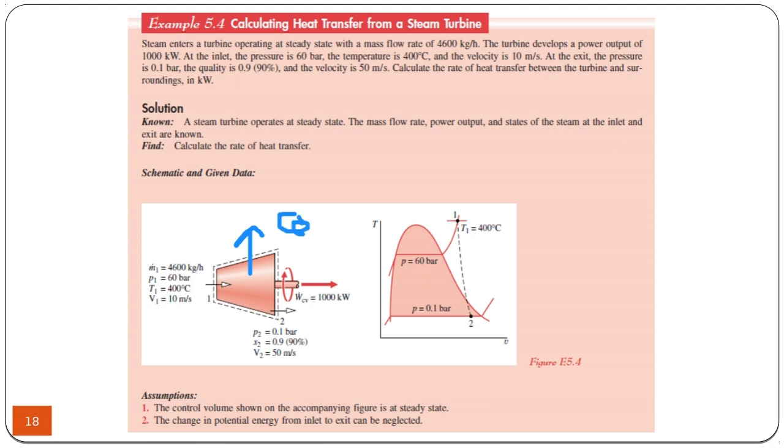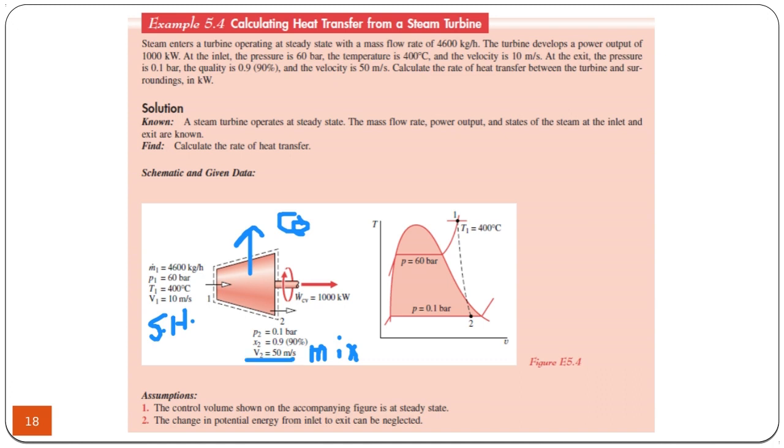We are going to calculate the heat loss from the turbine. The exit conditions are: the exit pressure is 0.1 bar. The exit steam quality is 90%, meaning that whereas in the beginning it was superheated, now at the exit it's a mixture because it has a quality of 90%, which is less than 1. And also the exit velocity is given.